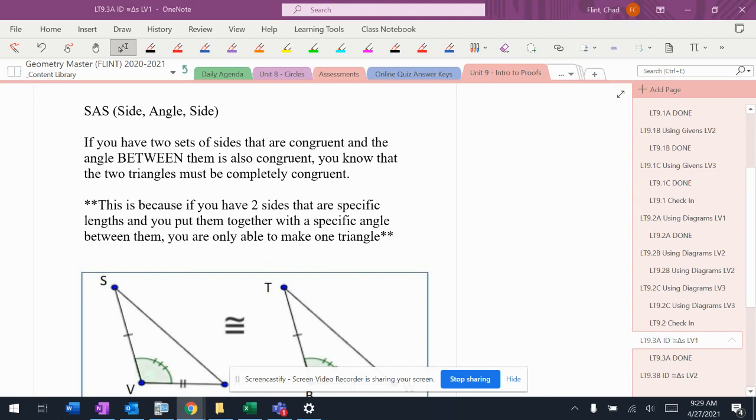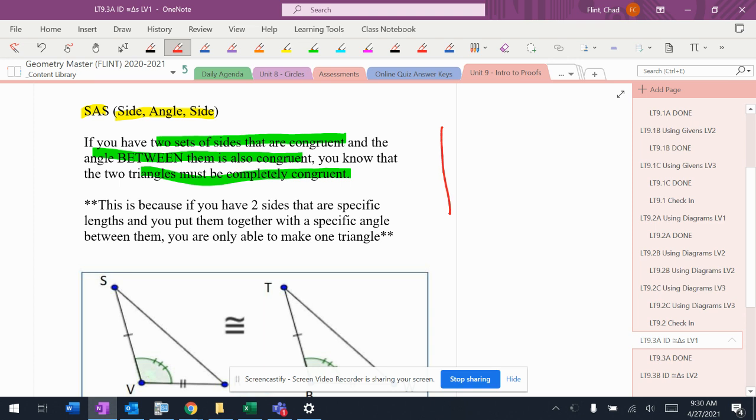So the next one is side angle side, and I start off with the easier ones. So side angle side, which is just SAS. Side angle side and side side side are the two easiest ones to be able to understand, and the two easiest ones for me to show you if you are interested in it, if I haven't already showed you. What this means is if you have two sets of two sides that are congruent, and the angle between them is congruent, then the triangles must be completely congruent.